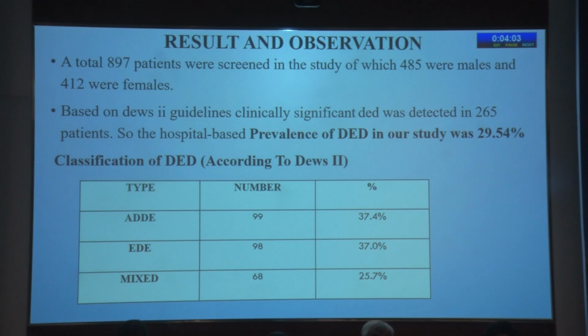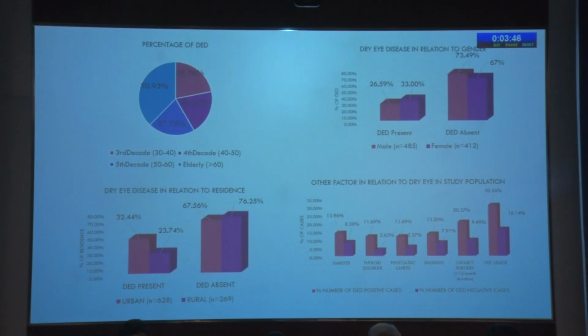A total of 897 patients were screened in our study, of which 485 were males and 412 were females. The prevalence of dry eye from our study was found to be 29.54%, of which aqueous deficiency was seen in 37.4%, evaporative in 37%, and mixed in 25.7%. This pie diagram and bar diagram depict that the prevalence of dry eye was found to be more common in the elderly, more than 60 years, followed by the third decade, fifth decade, and fourth decade.